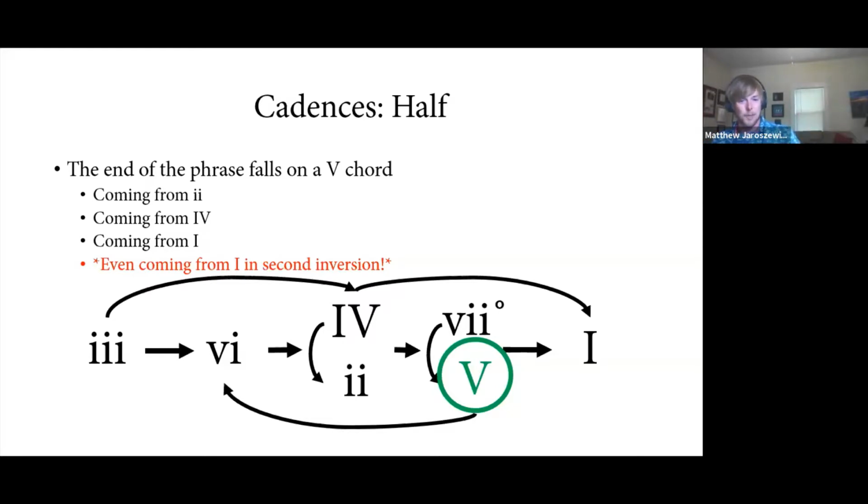It can come from 2. It can come from 4. It could come from 1, and it could also even come from 1 in second inversion. It could look like it's going to be a 3-chord authentic cadence, but instead it could just go, and then we take a breath. That is the example of a half cadence.